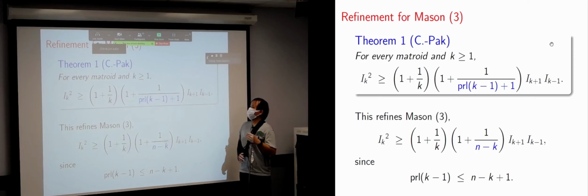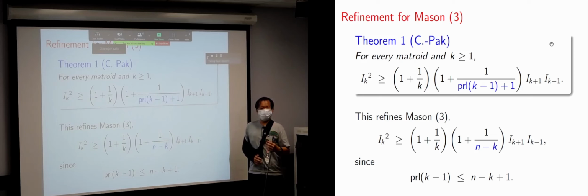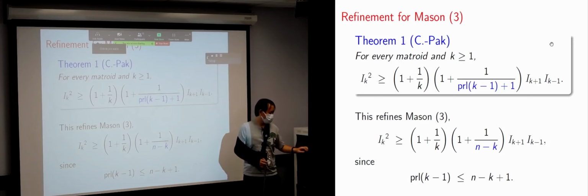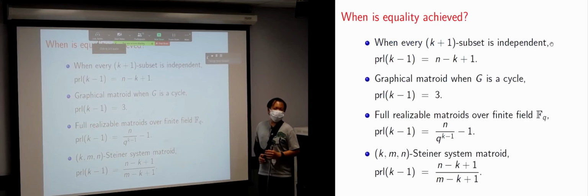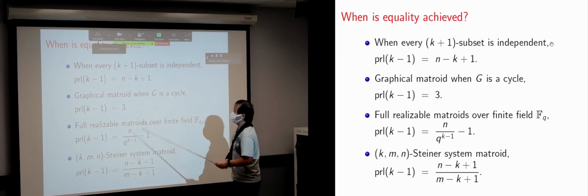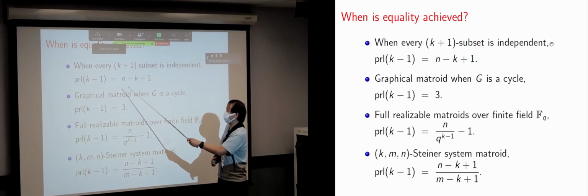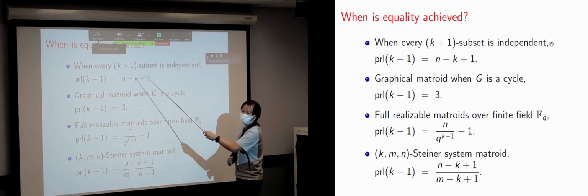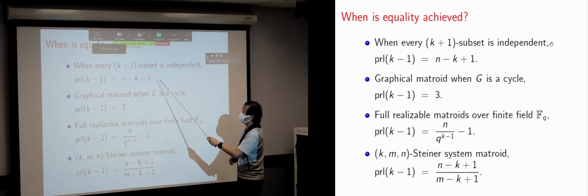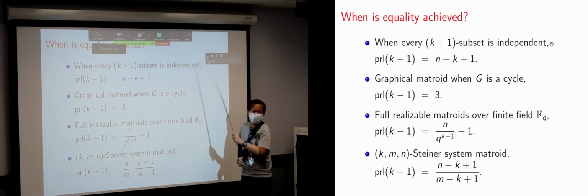Okay, at this point, we have a refinement for the inequality. So some of you might ask, how about equality? We do know something about equality for the previous Mason tree. What about in this case? Unfortunately, or maybe fortunately, there is a much richer structure for equality when it comes to this refinement. The one that we already know is when the parallel number of k minus 1 is the largest possible, n minus k plus 1. This is known by Murai, Nagaoka, Yazawa. This is when every k plus 1 subset is independent. But there's only one extreme.